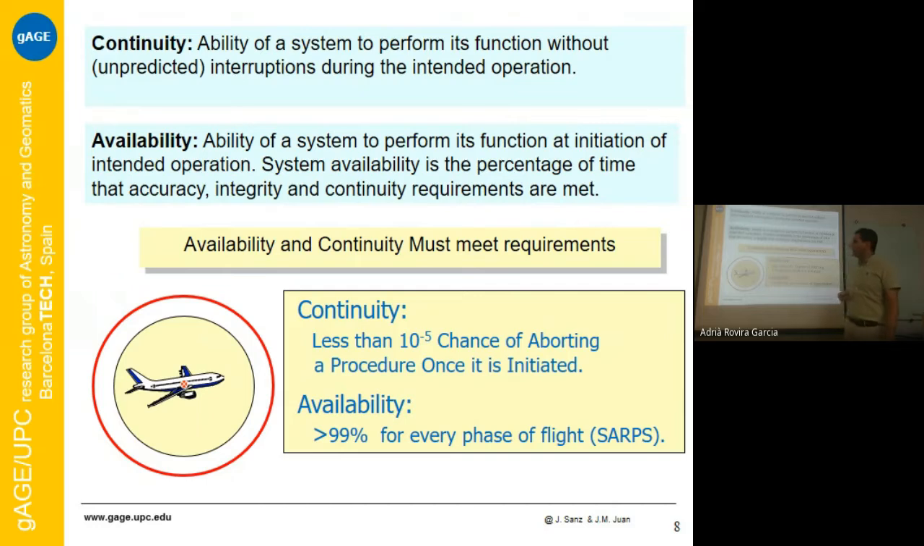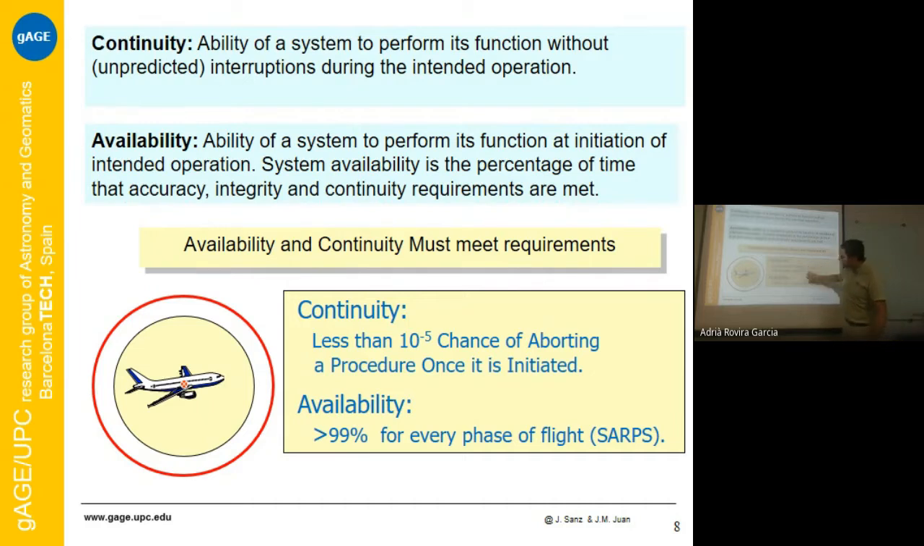And then we have the availability. The availability is a numerical metric, a number that tells us the fraction of time in which all three metrics, accuracy, integrity, and continuity, are under the requirements, are completing the requirements. And so you can see that the integrity, the continuity, and the accuracy are tied with the availability.